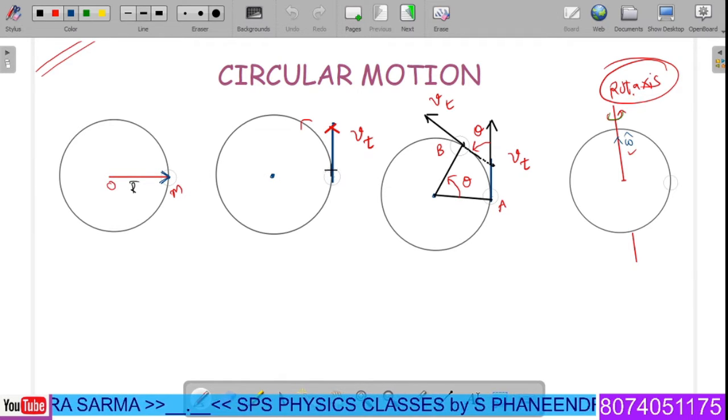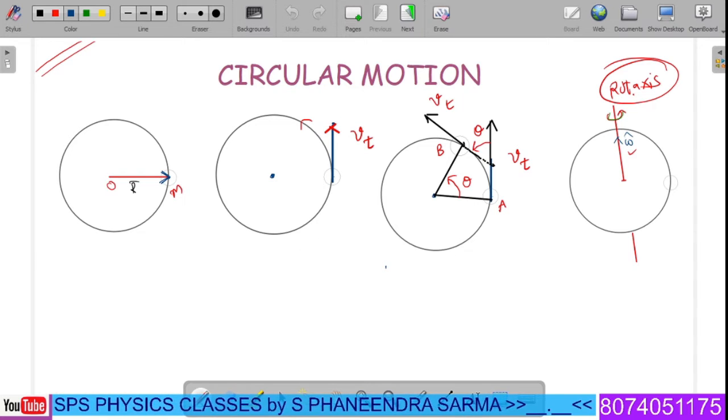Because of an external agency, if it starts motion in the anti-clockwise direction, the initial tangential vector changes to some other point B here. From A to B it changes. The new tangential vector is represented like this. These two vectors will make an angle theta, which is exactly equal to the angle made at the center of the system. This theta is called angular displacement.